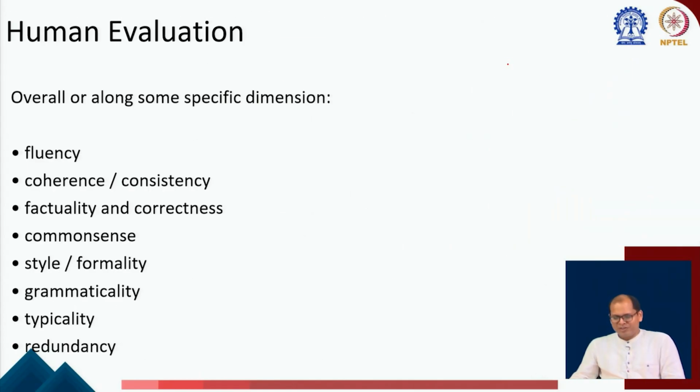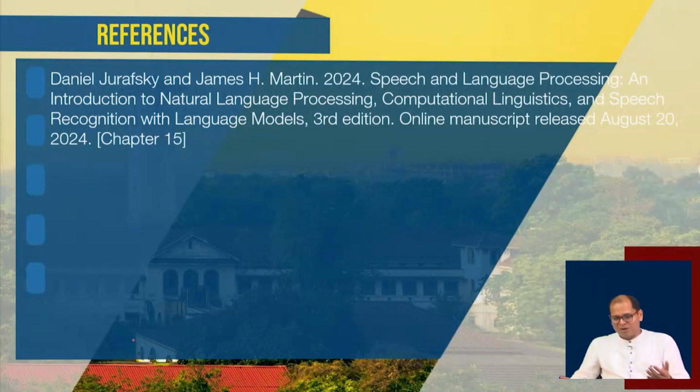Finally, you can do human evaluation, where you can select some dialogues, give proper instruction to the humans on what we mean by different aspects that you want to choose, like fluency, coherence and consistency, factuality and correctness, common sense, style, formality, grammaticality, typicality, redundancy, right. You may select which of the aspects are relevant for your use case, and you can evaluate that based on certain human judgments. You can give them a form, and you can ask them on a scale of 1 to 5, how do you rate them, okay. So, yeah, we talked about some of these aspects.